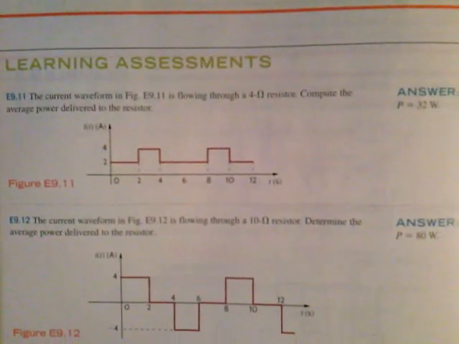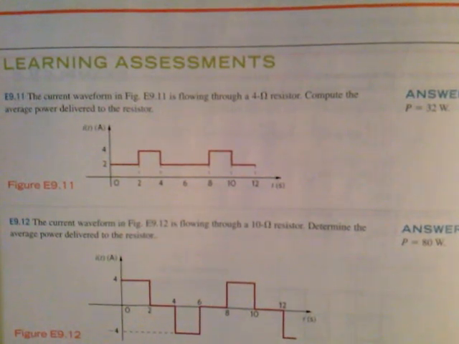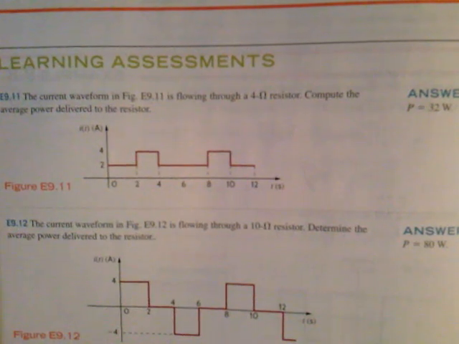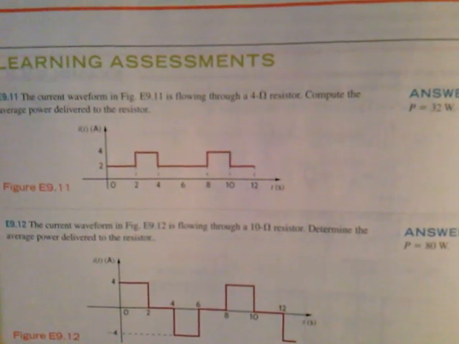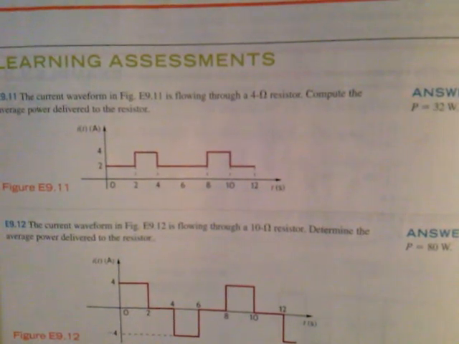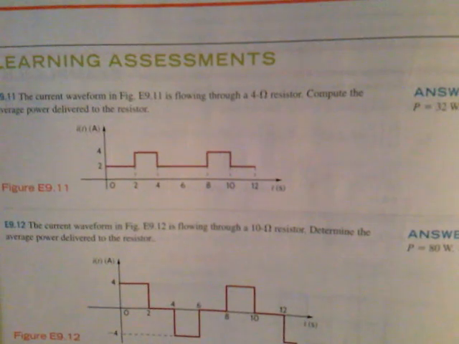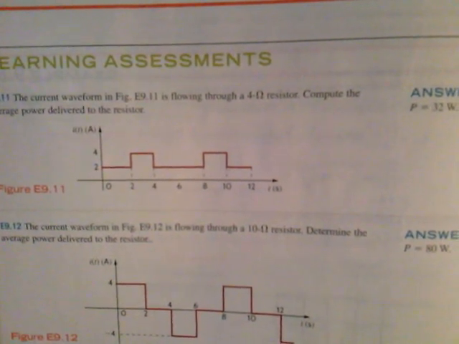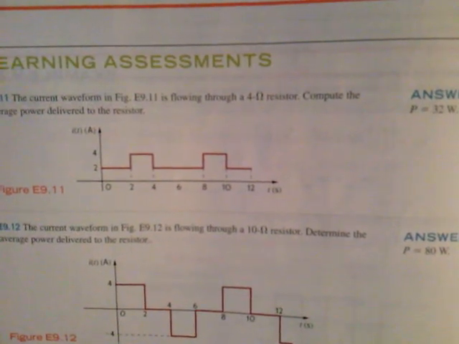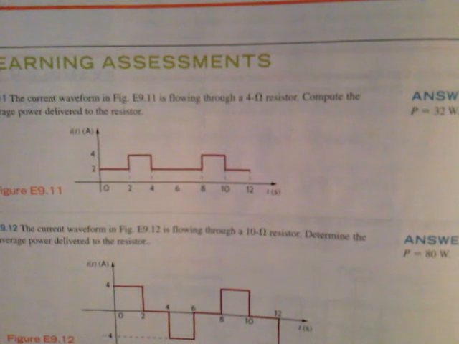There's problem 911. The current waveform is shown, and that current is flowing through a 4 ohm resistor. Compute the average power delivered to the resistor. Okay. Let me say that again. That current flowing through that 4 ohm resistor is that waveform right there. I want you to compute the average power delivered to the resistor.